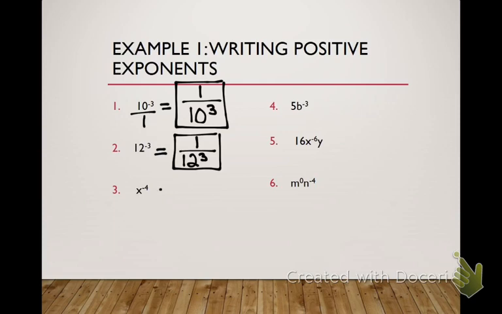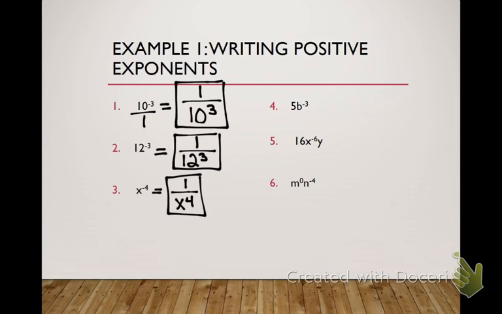And the same rule applies for variables. Okay, x to the negative fourth, I want to write my exponent as positive. I write it on the opposite side of the fraction. I know that it starts in the numerator. It's understood to be over 1. So I'm going to write it 1 over x to the fourth. All right, everybody clear on the first column?